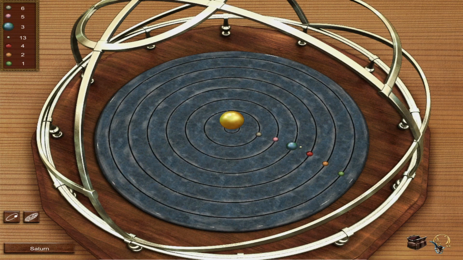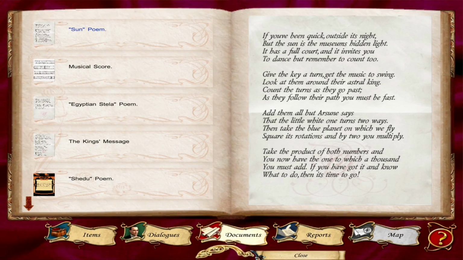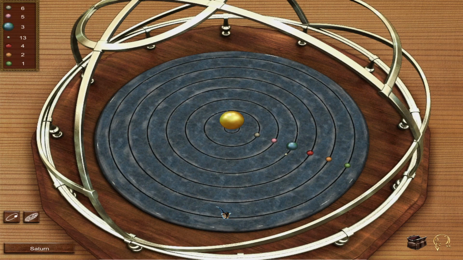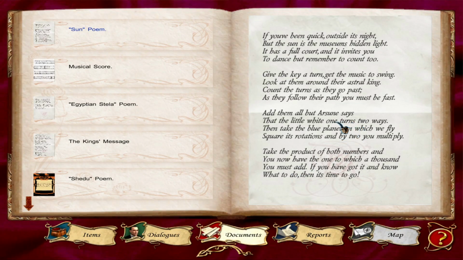So let's take a look at our... Oh, actually, hold on. Before we do this, I'm going to write these down. 6, 5, 3, 13, 4, 2, and 1. Okay. So now we can just do the math separately and not have to reopen this all the time.